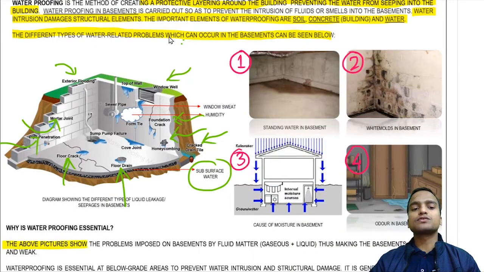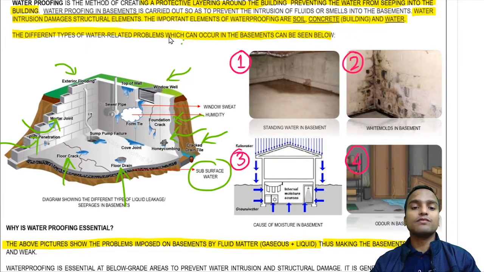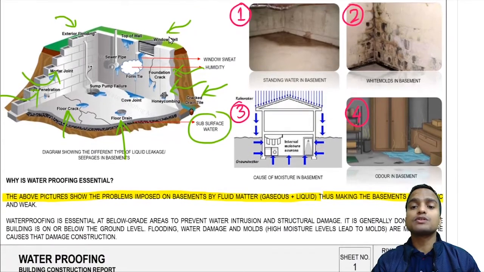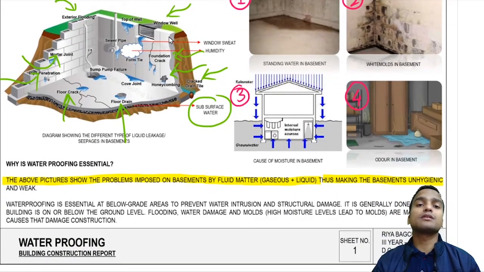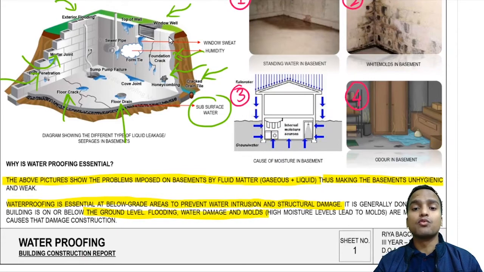So the above pictures show all the problems imposed on the basements by fluid matter, and it can be gaseous or liquid, and this all makes the basement unhygienic and weak. The basement was supposed to carry all the loads, but here the basement is becoming weaker. So waterproofing is essential at below grade areas to prevent water intrusion and structural damage, and it is generally done when the building is on or below the ground level. Flooding, water damage and molds are many of the causes that damage the construction.